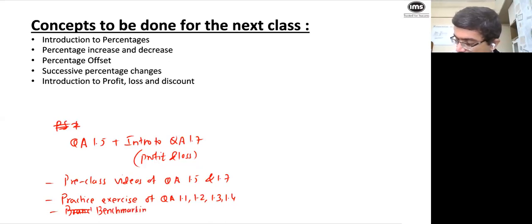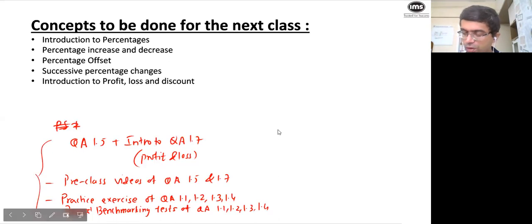There is a benchmarking test for every class. Benchmarking tests of QA 1.1, 1.2, 1.3, 1.4. You should be done with all this. Disha, 1.6 will happen after 1.5 and intro to 1.7. Okay, it will happen. Don't worry. We are not going to skip any class. We'll do all the classes. So this is homework for all those who have understood everything which was taught today.